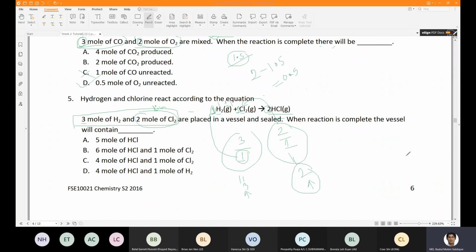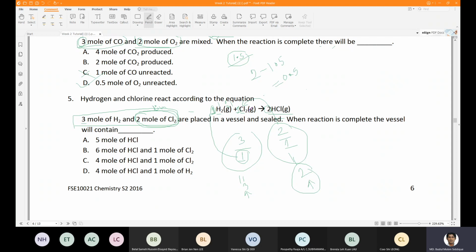So how much of it will be finished? We know that chlorine is the limiting reactant, so 100% of the limiting reactant will be used up in the reaction. So all of these 2 moles of chlorine that were provided are finished. Once they are finished, how many moles of hydrogen will it need to finish these 2 moles? From the reaction, we see that it is a 1:1 reaction. So if 1 mole of chlorine finishes up, it will take 1 mole of hydrogen.